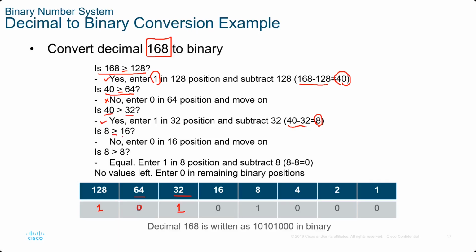Is 8 greater than or equal to 16? No. If it's a no, just simply put a 0 here. We did this for 16. Now let's do it for 8. Is 8 greater than or equal to 8? It is equal. Then put a 1 and subtract 8 from 8. You get a 0. Once you reach 0, it's over. So you put all zeros in here. It's done. So this is how you converted a decimal 168 to a binary number.